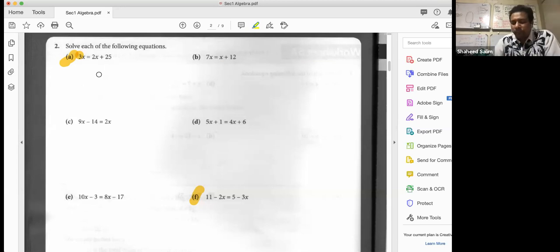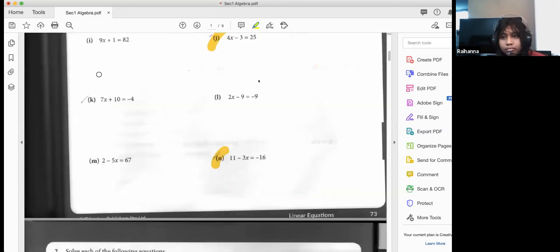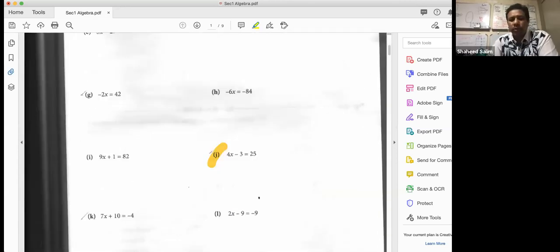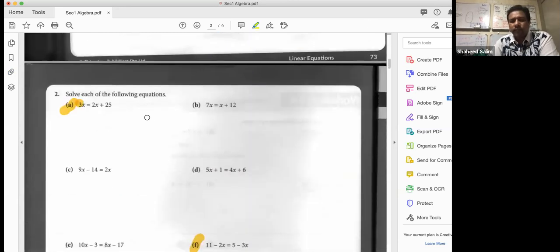Sec 1 mathematics. Oh, sorry. Whatever time. Okay, you can see.